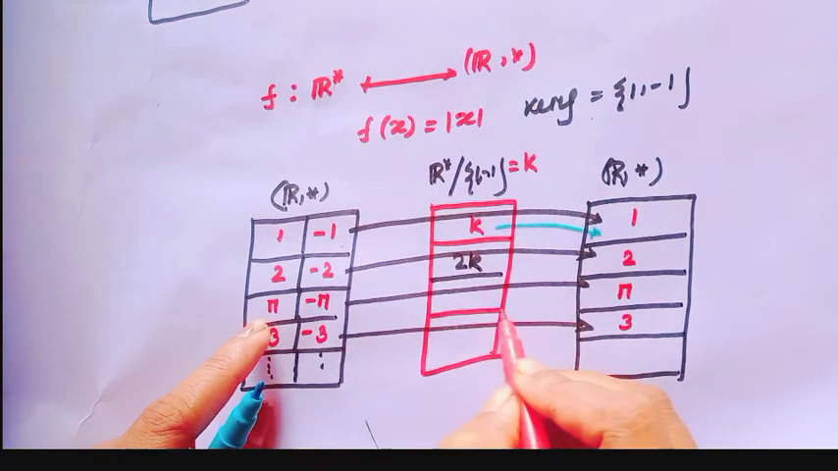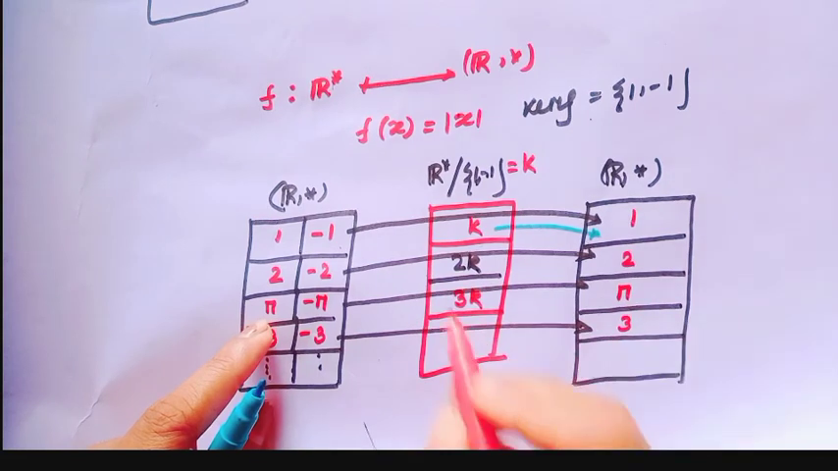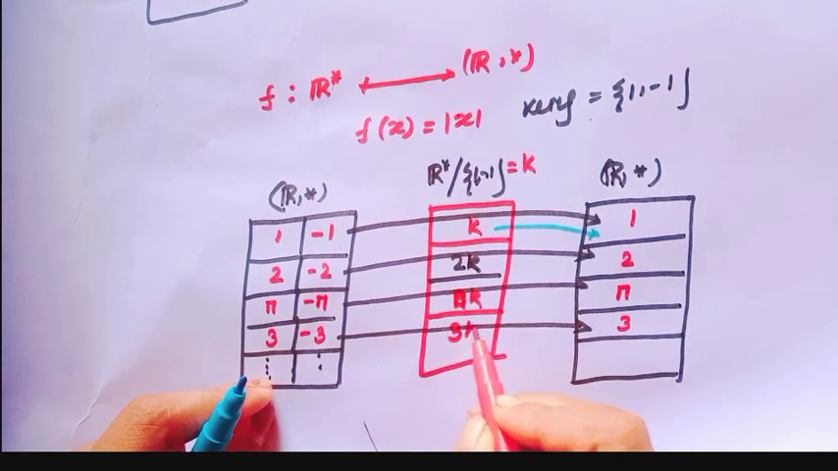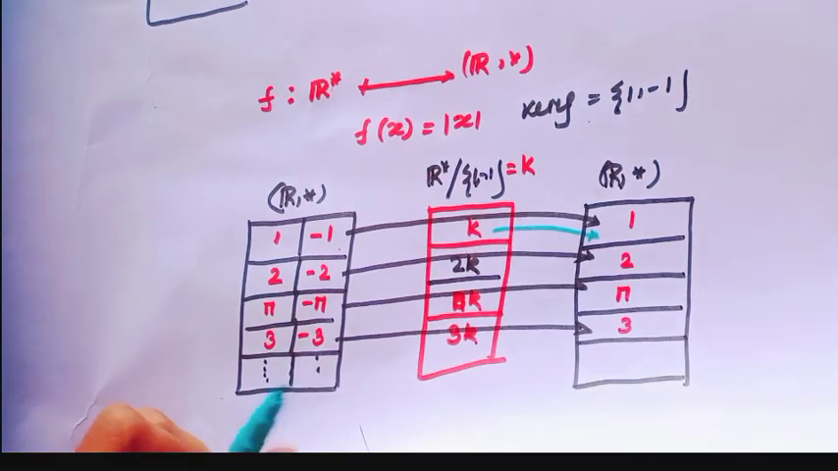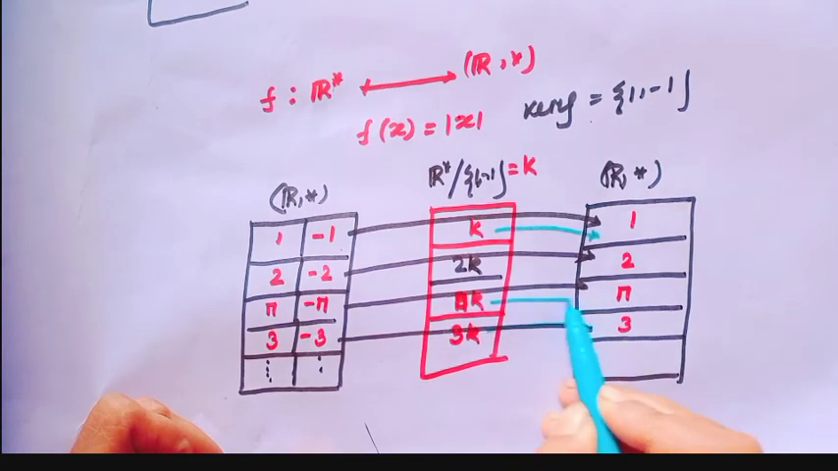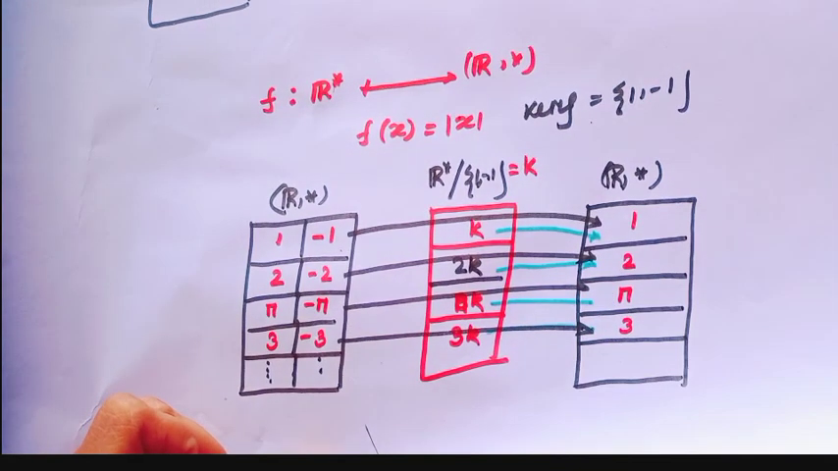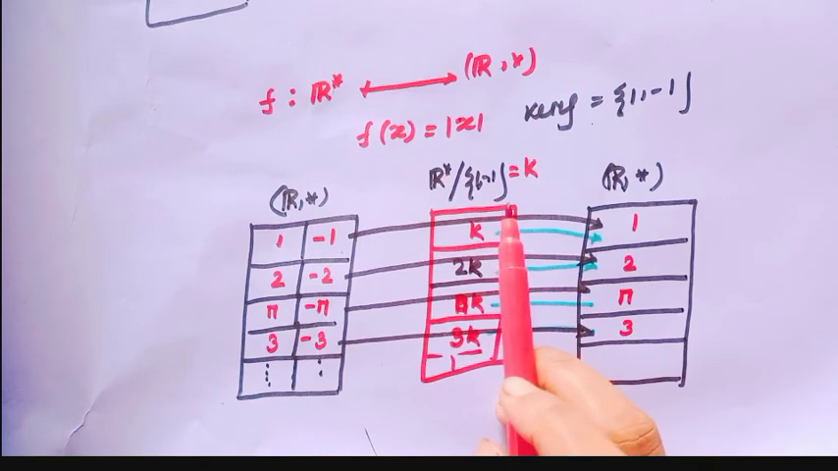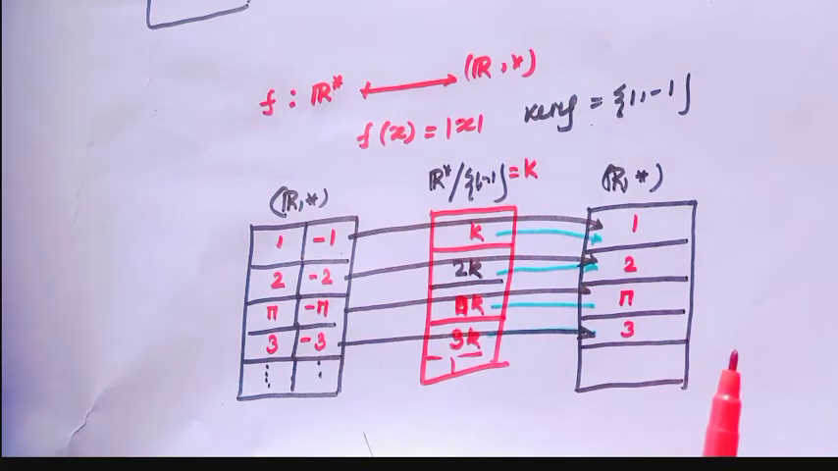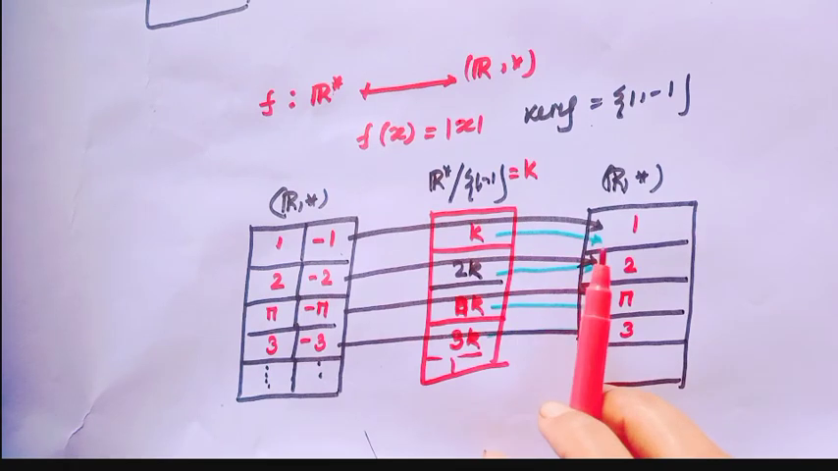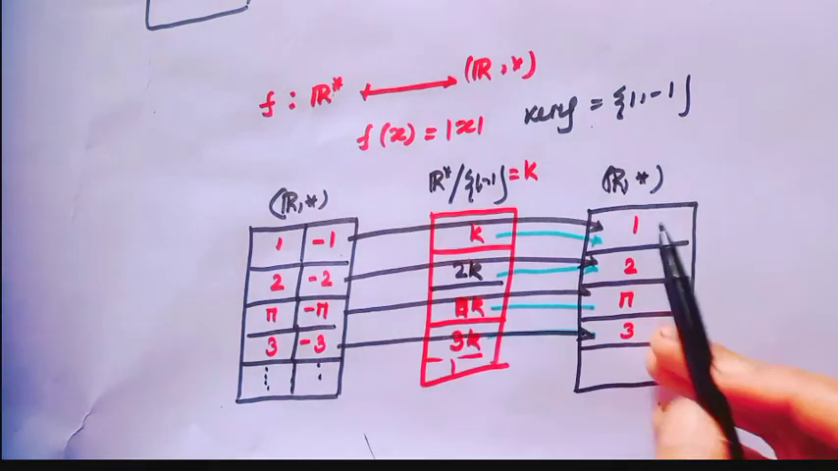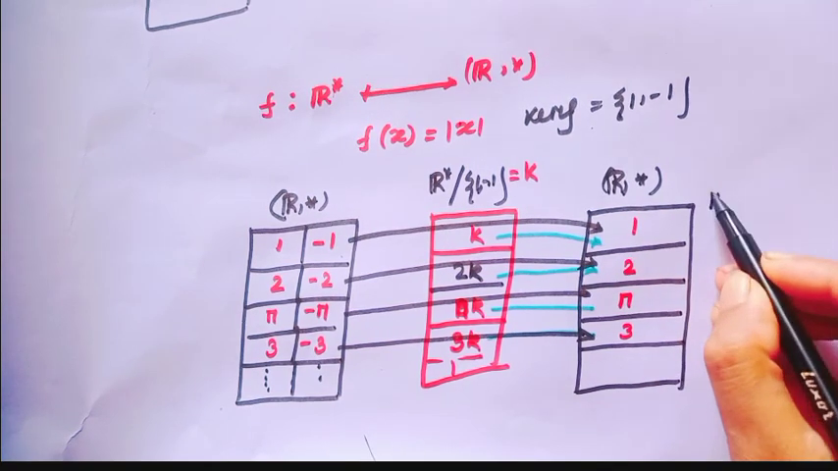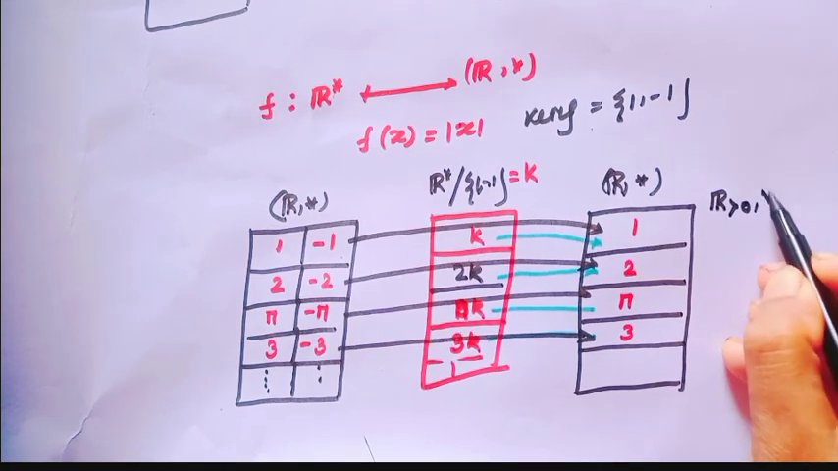then 3k, which maps to, sorry, here pi k, which maps to pi, then 3k, which maps to 3, here pi maps to 2, and so on. Are you getting this mapping? This is the quotient group R star mod k. Okay, and this is actually isomorphic to what? 1, 2, pi, 3. That means this is actually the set of all positive real numbers under multiplication.